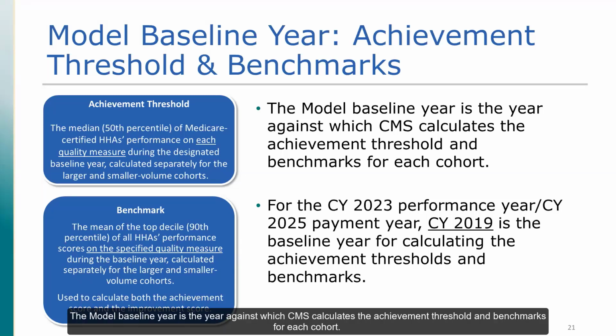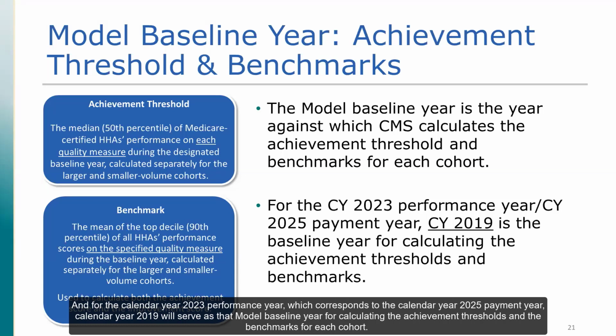The model baseline year is the year against which CMS calculates the achievement threshold and benchmarks for each cohort. And for the calendar year 2023 performance year, which corresponds to the calendar year 2025 payment year, calendar year 2019 will serve as that model baseline year for calculating the achievement thresholds and the benchmarks for each cohort.